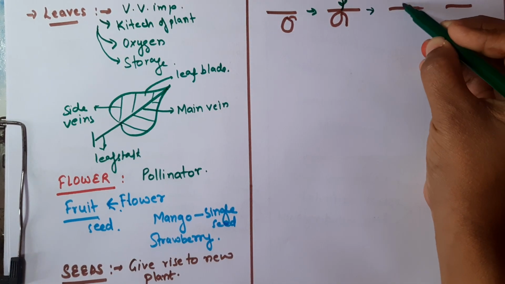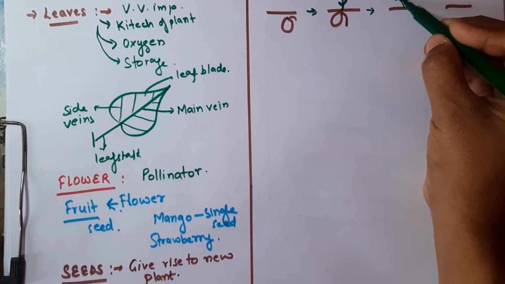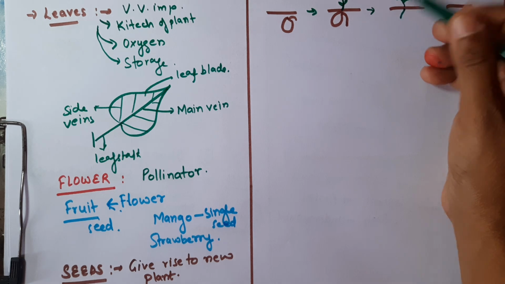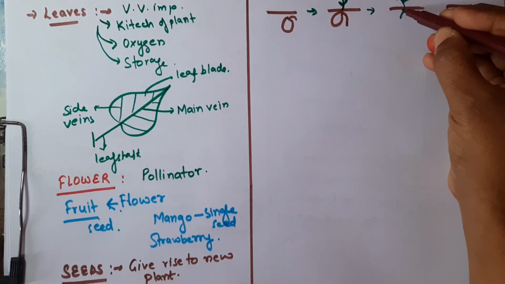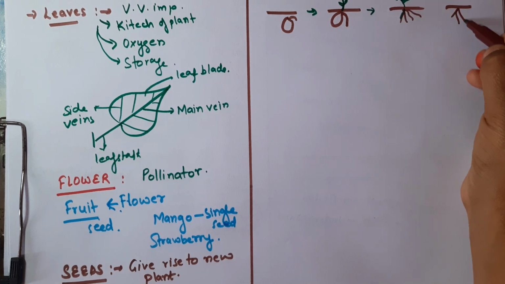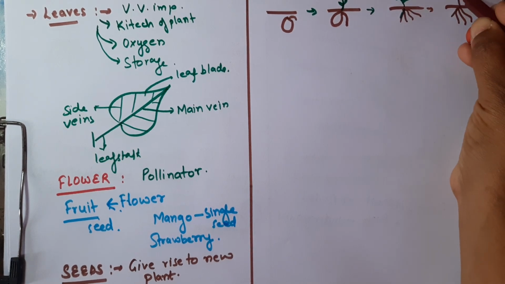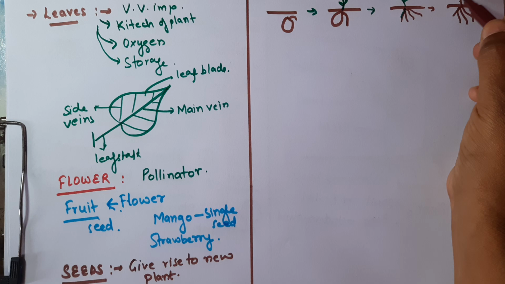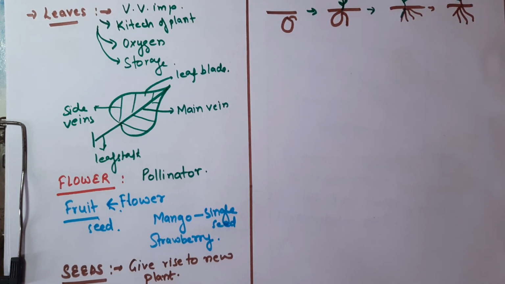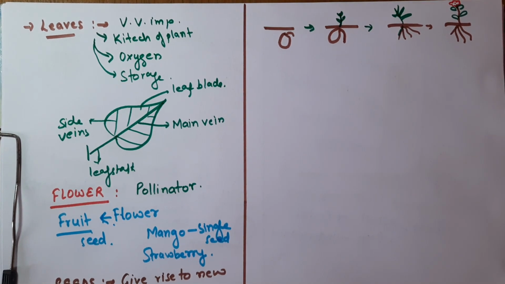Over time, the aerial portion will grow more, and the seed will be consumed, and the lower portion will grow as a root. So eventually from the seed a new plant will be formed. And this plant will eventually have leaves, it will have a flower, and then the flower is later converted into fruit also.